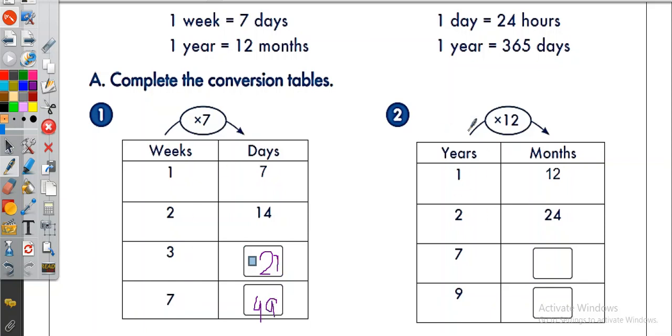What about the years here? You have years to months. It's just about multiplying by 12. So 1 times 12 is 12. 2 times 12 is 24. 7 times 12 is 84. And 9 times 12 is 108. So that's it. Go ahead to question B.